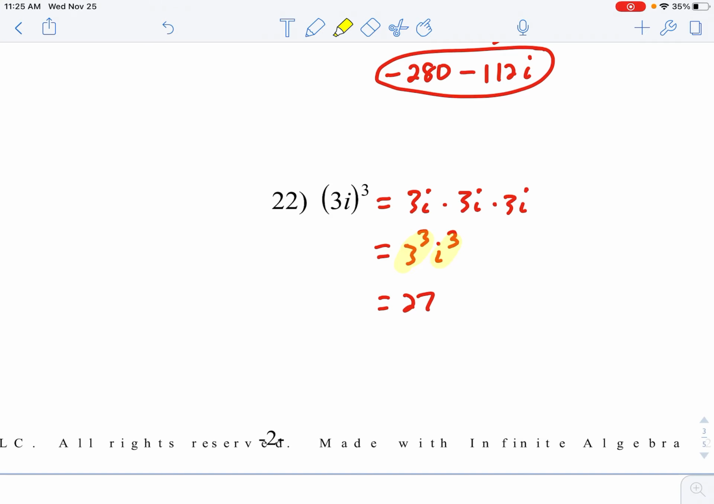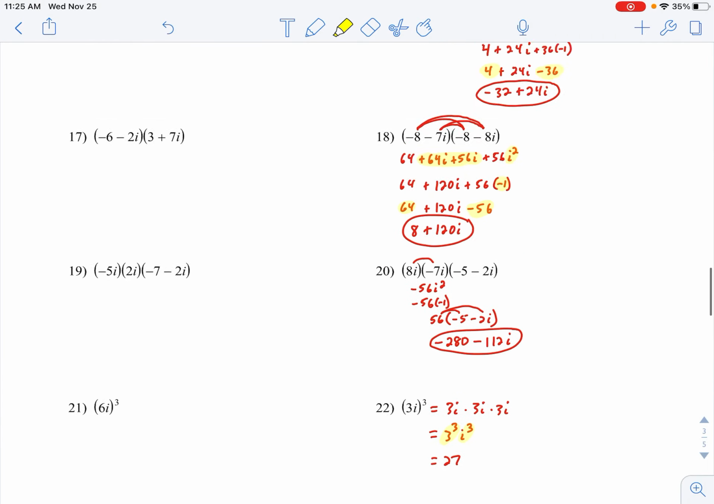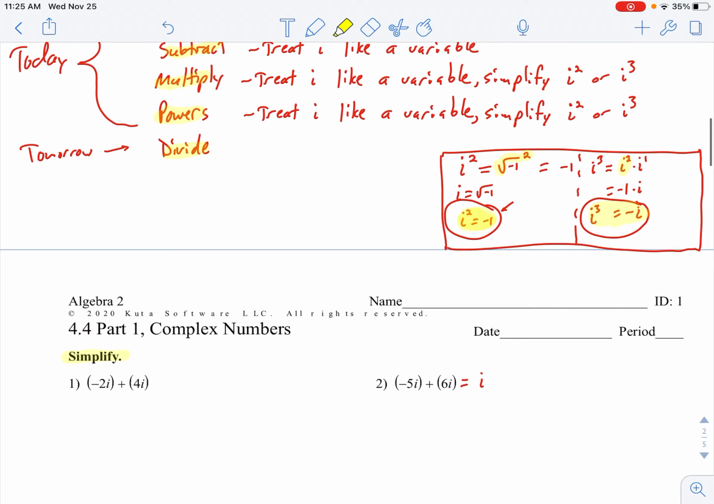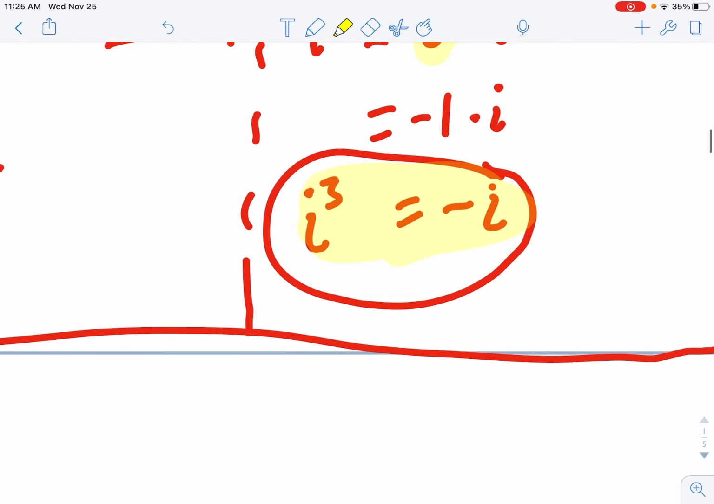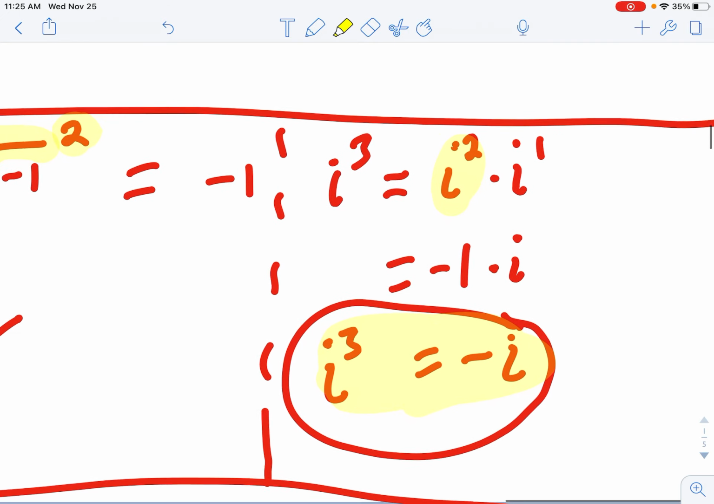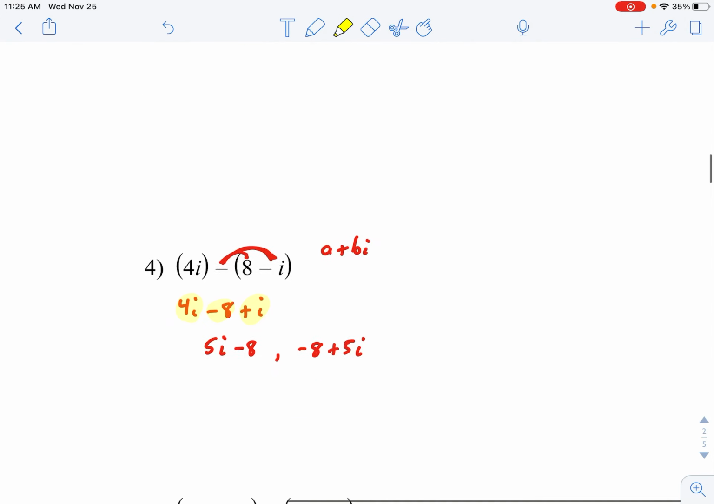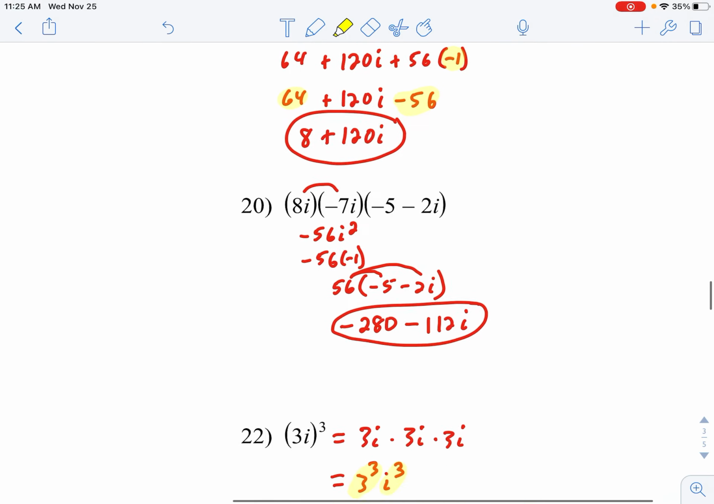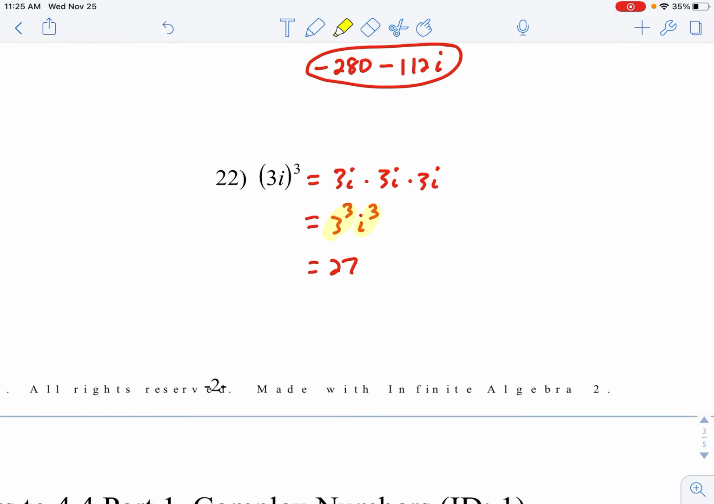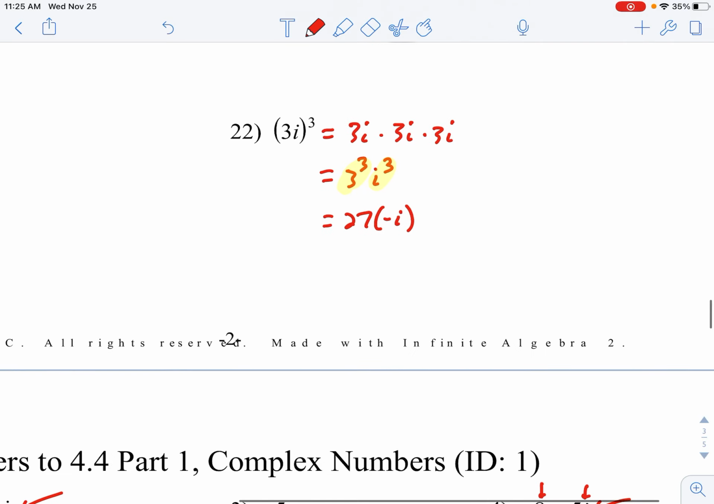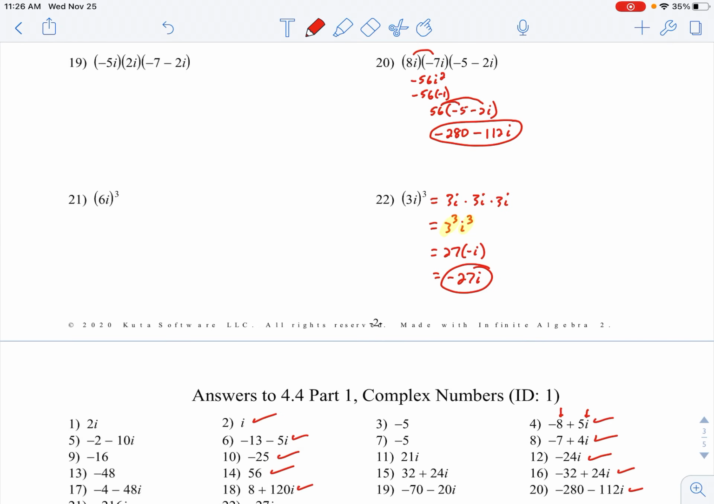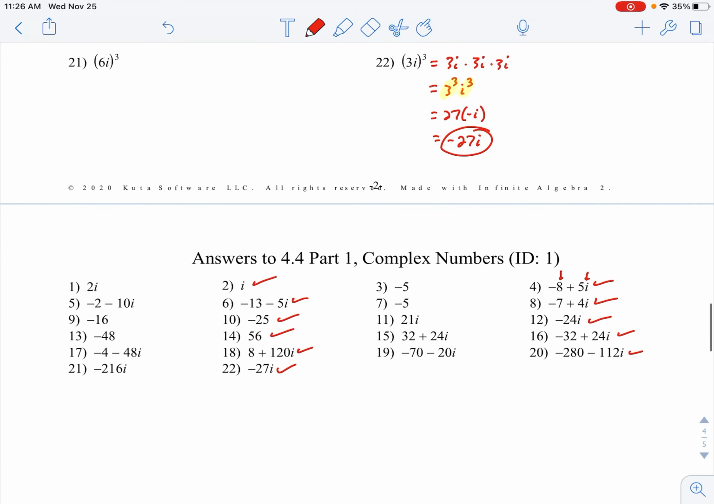What is i to the third power? Well, fortunately, I told you in the notes, i to the third power turns into negative i. There's the explanation there if you need to see it. But the short, sweet part of the story is anytime you see i to the third, you just turn it into negative i. Finally, 27 times negative i is negative 27i. And that's the answer. Boom.